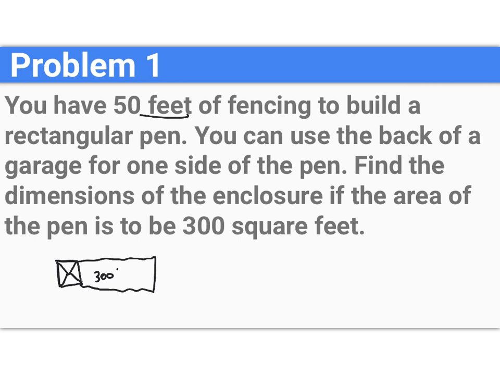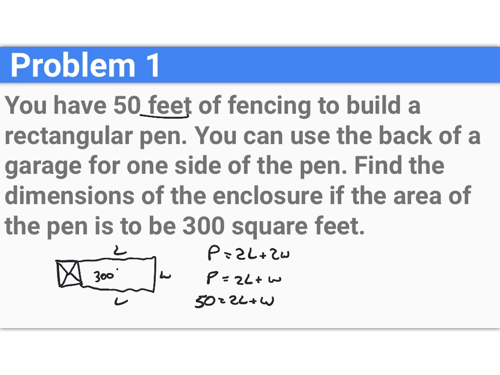All right, so you have 50 feet of fencing. 50 feet deals with a perimeter. So let's remember our perimeter formula is 2L plus 2W. Because you've got an L right here, you've got an L right here, you've got a W. But you're going to use the back of the garage as a fence. So you don't have 2 W's, you only have 1 W. And that's your perimeter, and you're given 50. So 50 equals 2L plus W.